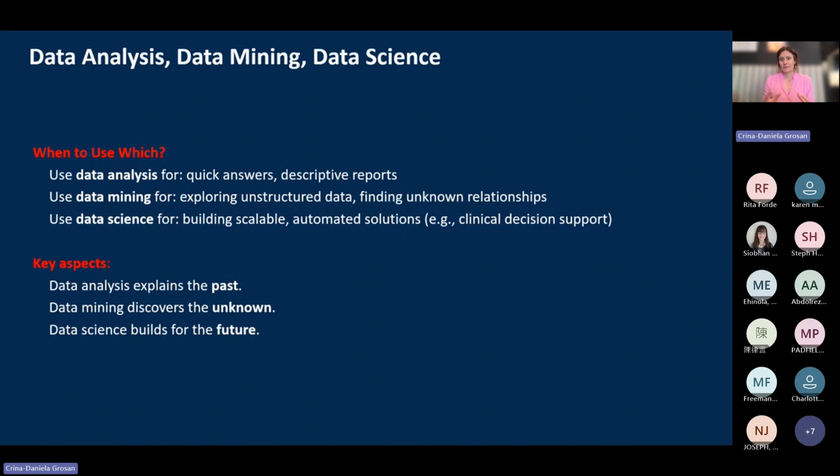Data science is more like a project. So you look at the data, you do all kinds of predictions and learning from the data, but you also come up with some solutions. So it's not just saying what you discovered in the data, it is also even making some recommendations or coming up with some solutions that could help with clinical decisions or could support clinical decisions. And just some key aspects: data analysis explains the past, data mining discovers the unknown, and data science builds for the future.